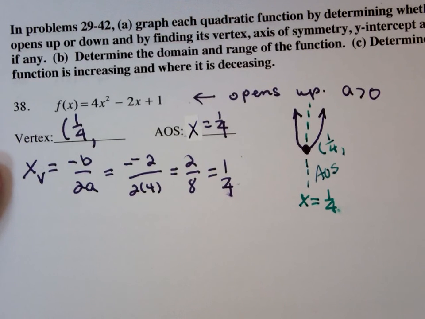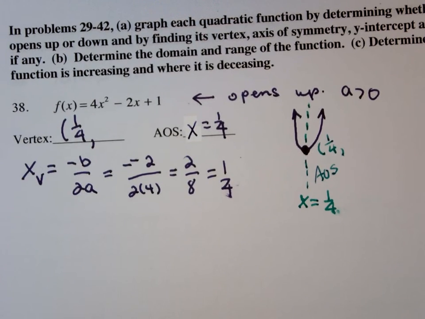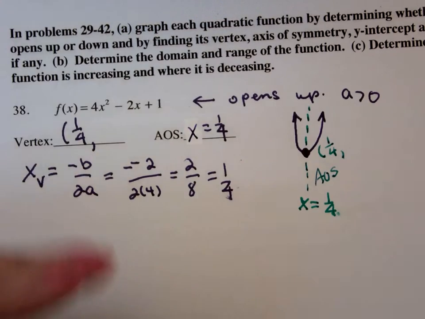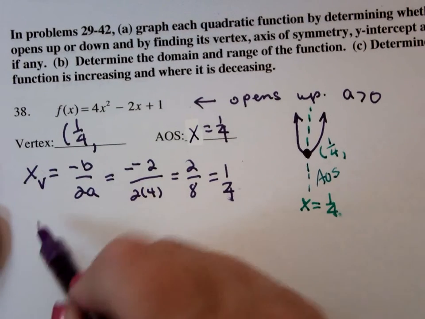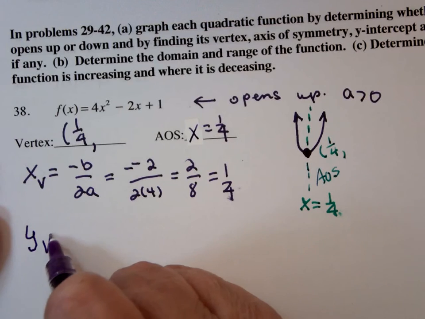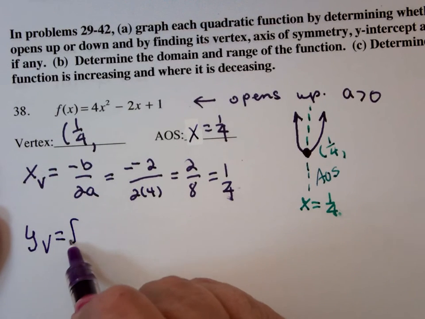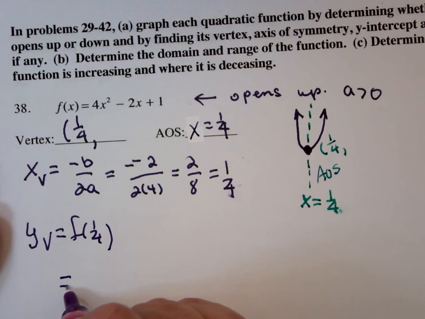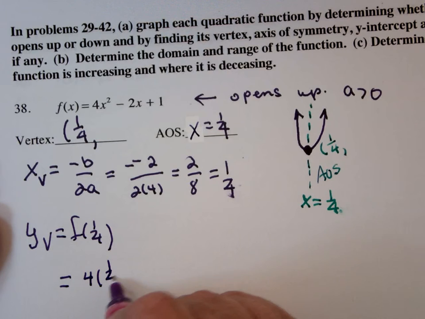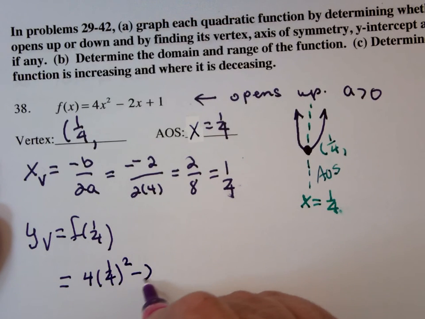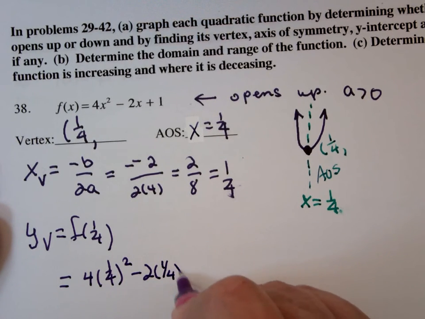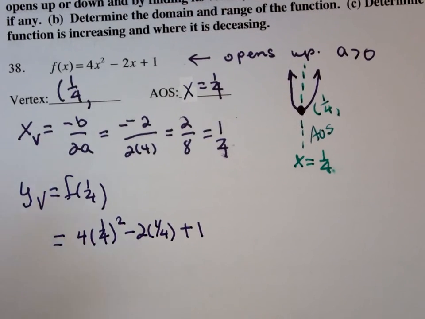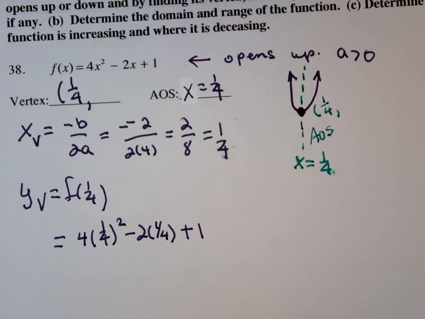I'm showing you how you can maximize your points as you go into an exam. Because I look at this thing and I'm saying, now what can I do? Well, I can do this by hand. And so y sub v is going to be f of 1/4. Now, f of 1/4 is 4 times 1/4 squared minus 2 times 1/4 plus 1. If I am in a testing situation, I pull my calculator out and let my calculator do the calculations.